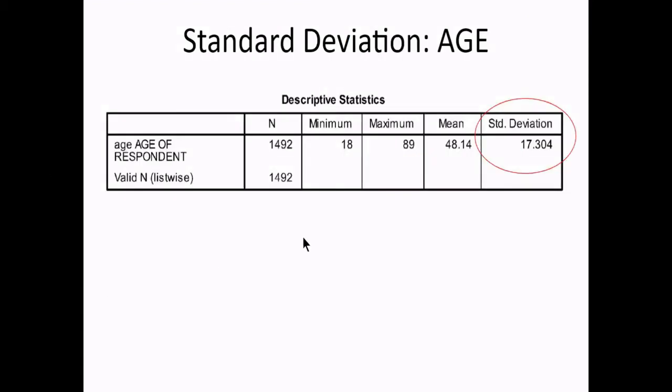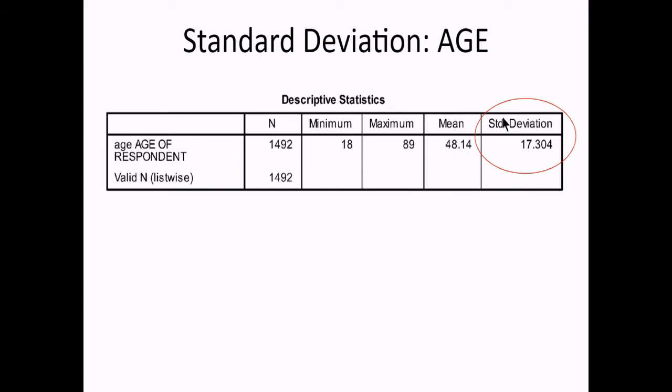So looking at this example, age from the GSS data set, the minimum age is 18, the maximum is 89. So 100% of people fall between 18 and 89, okay? But that's not that interesting. We know the average age is actually 48 here.